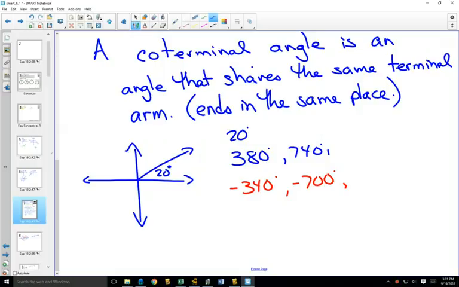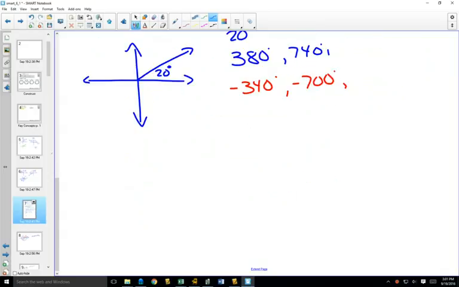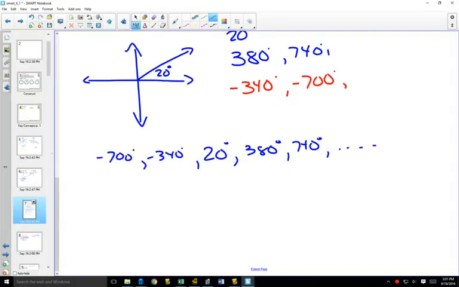So how are we going to do that? Sometimes people say, let's just start listing them. Here's 20 degrees, and then 380, and then 740, and then make some dots so that someone can follow and keep on going. And then we'd have to go backwards as well: negative 340 and negative 700, and keep on going that way. That might be one way to show that it keeps on going and has a pattern.